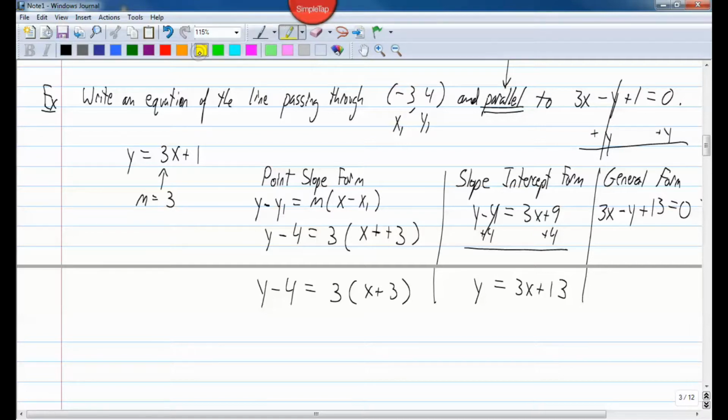So there's point-slope form, slope-intercept form, general form. And the problem may ask for any of those. So I just did all three. Always put it in the form that the problem asked for. Because if the problem asked for the slope-intercept form and one of the choices on the test was the point-slope form, then that would be wrong. You need to make sure you select the slope-intercept form.